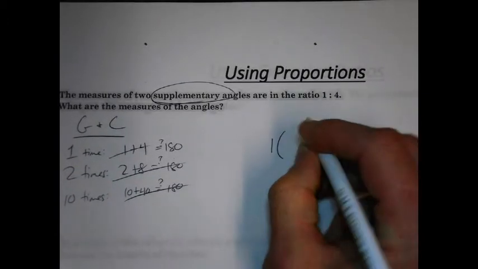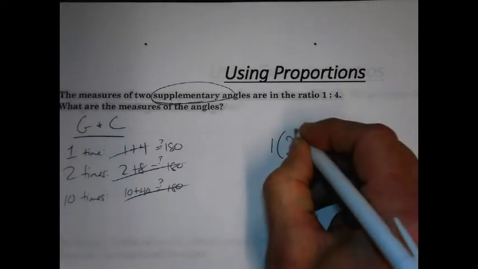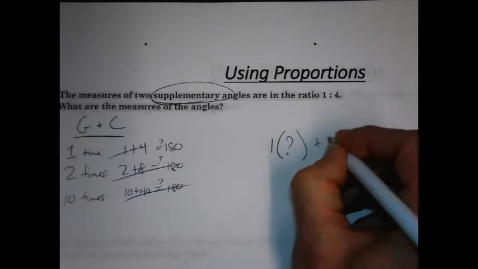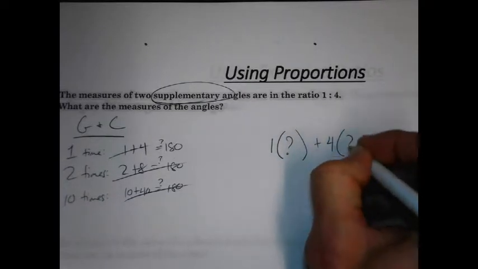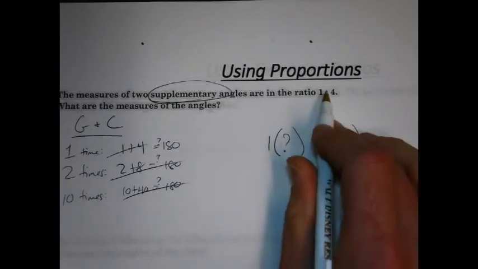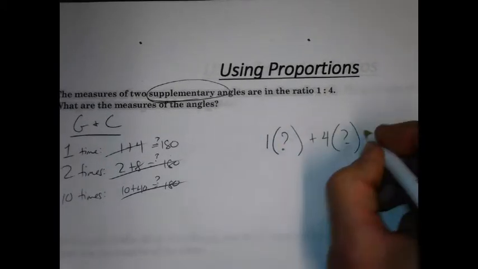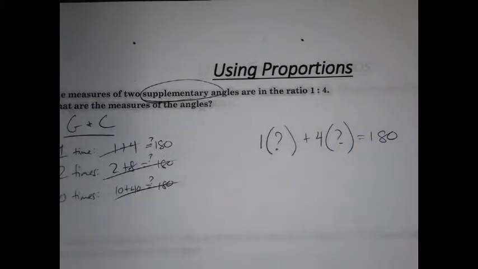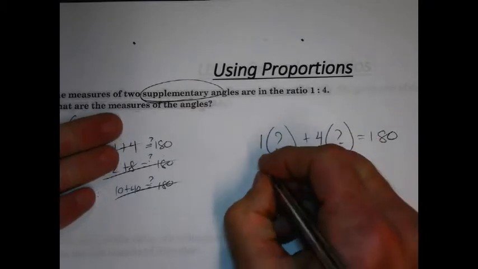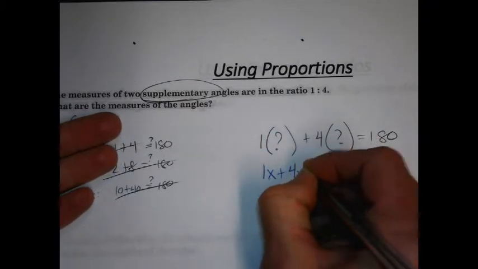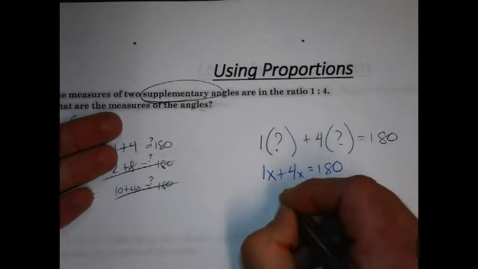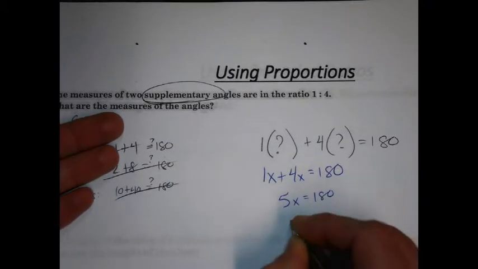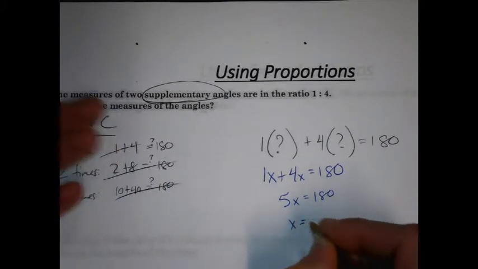We know that there is a scale factor that exists, okay? Some scale factor 1 times whatever number plus 4 times whatever number. If I multiply the scale factor to that and I add them together, I would have 180 degrees. That's because, again, that's what supplementary means. So here we go. We have algebra on our hands. 1x plus 4x is 180. Okay, so 5x is 180. Therefore, x equals 36, yeah?